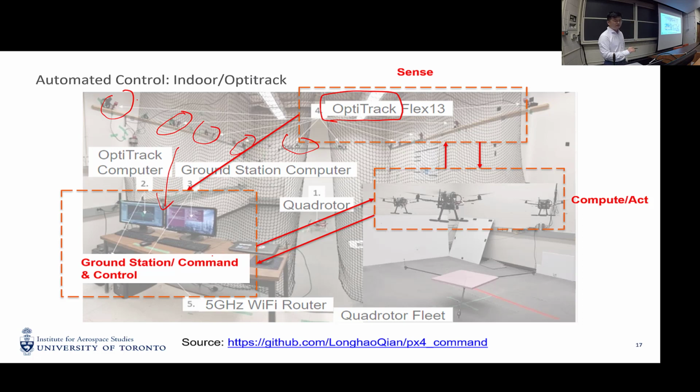The ground station computer later sends out the feedback on the position measurement and the velocity measurement through the Wi-Fi network to each drone. On each drone, there is an onboard computer which processes this information, calculates the control command, and sends it to the lower-level MCU. So this is a typical framework of how to do automatic drone flight as well as automatic control while doing experiments indoors.